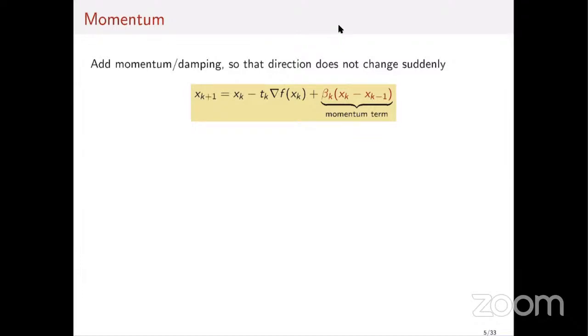Now x_{k+1} is x_k minus t_k times the gradient of f at x_k. That's the usual gradient method. But now what you do is add what we call this momentum term, plus a certain coefficient beta_k times the direction that you took in the previous iteration, that is, beta_k times (x_k minus x_{k-1}).